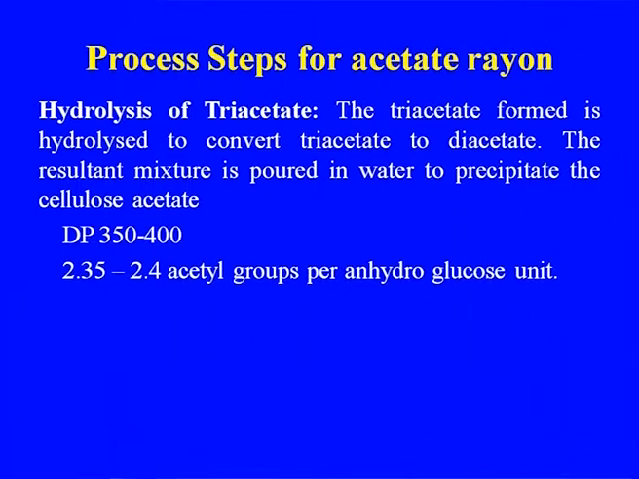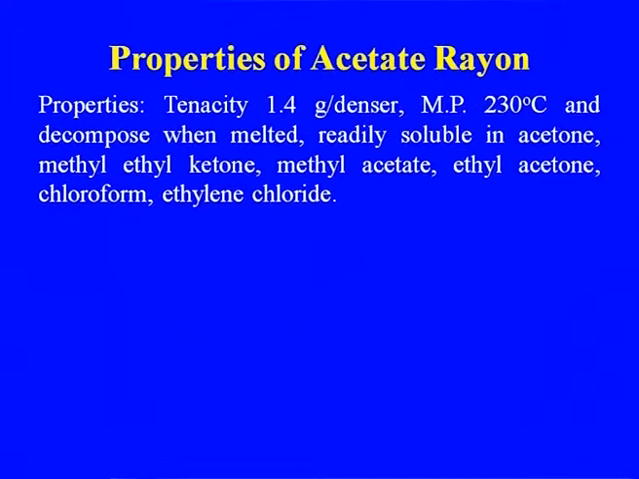Then the hydrolysis of the triacetate. The triacetate form is hydrolyzed to convert triacetate to diacetate. The resultant mixture is poured in water to precipitate the cellulose acetate fiber with a degree of polymerization of 350 to 400. Properties of the acetate rayon: the tenacity is 1.4 gram per denier, melting point 230 degrees centigrade and it decomposes when melted, readily soluble in acetone, methyl ethyl ketone, methyl acetate, ethyl acetate, chloroform and ethylene chloride.